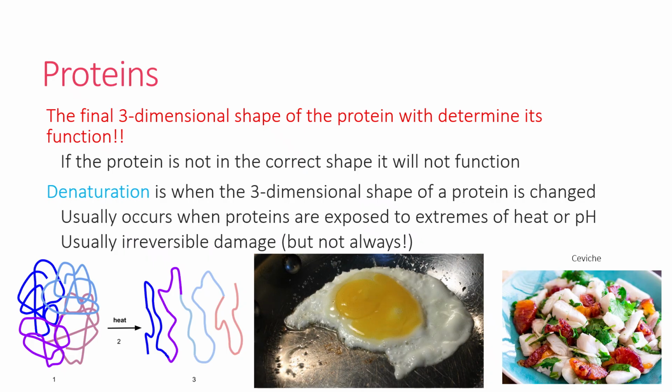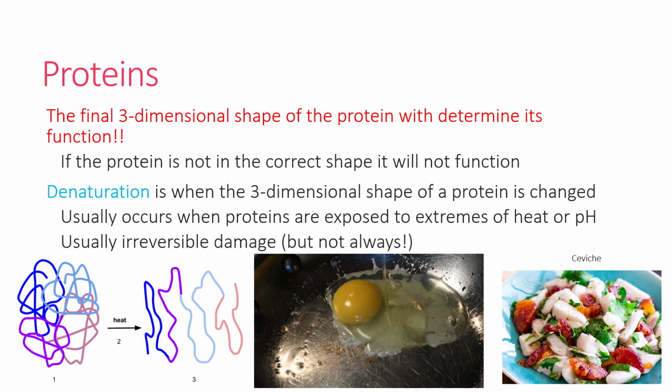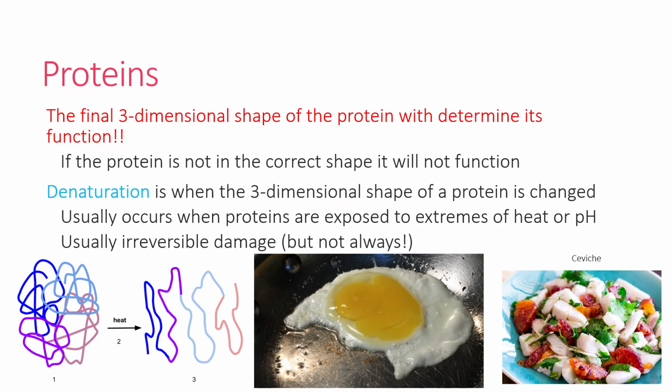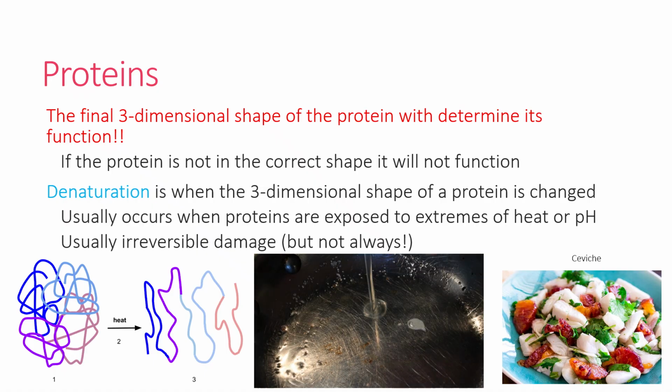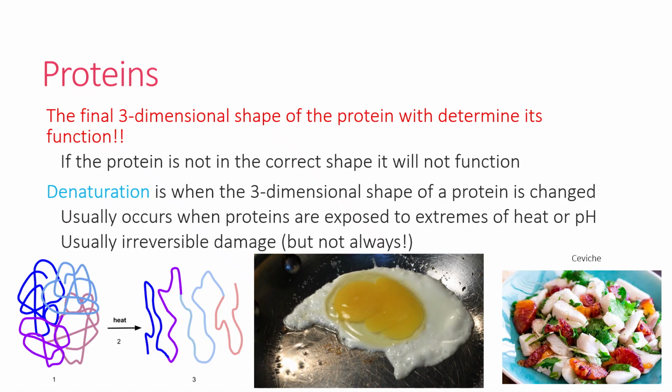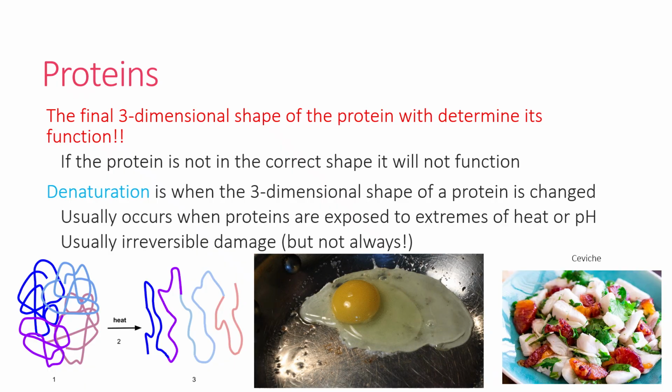All right. I think I mentioned this before, but just in case I didn't, I'll mention it again. The final three-dimensional shape of the protein determines its function. So shape equals function. If we lose the shape at all or change the shape, then we change the function. Now there's a process called denaturation where that three-dimensional shape is changed. This usually occurs when the proteins are exposed to heat or pH changes.